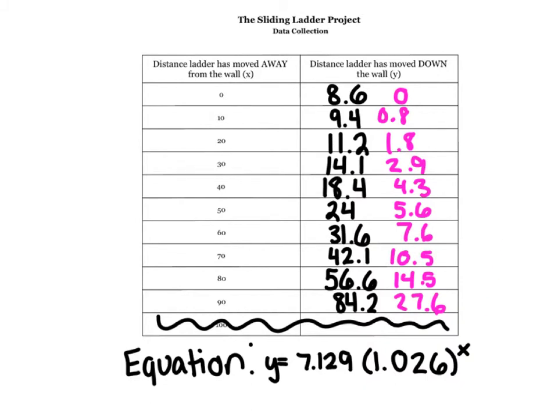I got this data by subtracting the original ladder locations by the new ladder locations. For example, I subtracted 8.6 from 9.4 to get 0.8, which was the distance the ladder slid from the original location, which was 8.6 to 9.4.